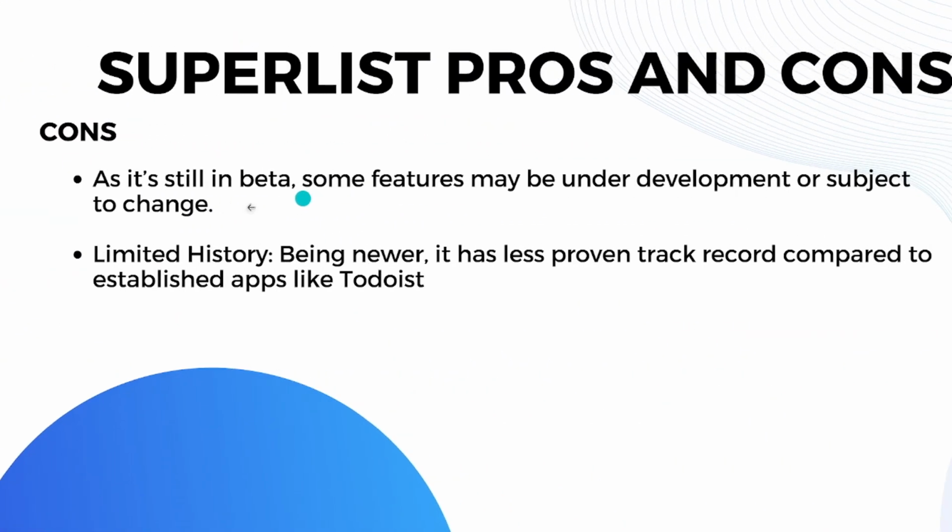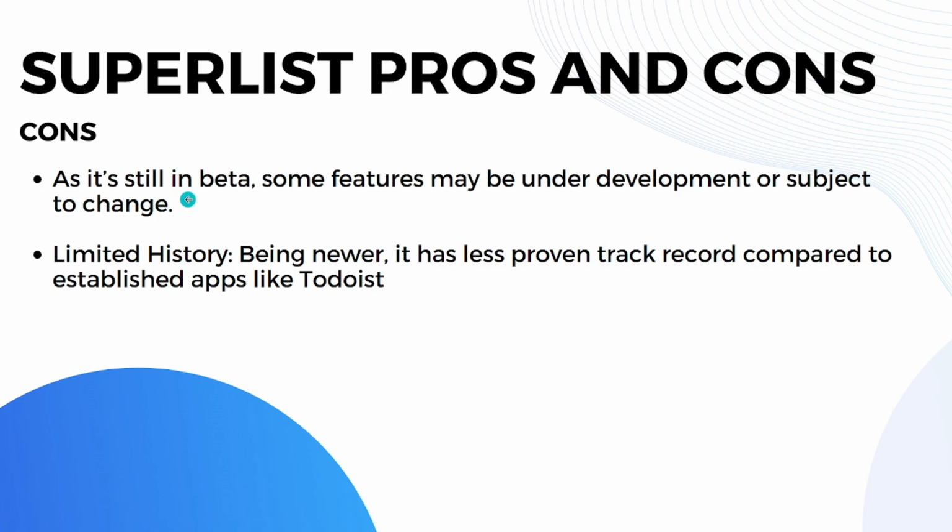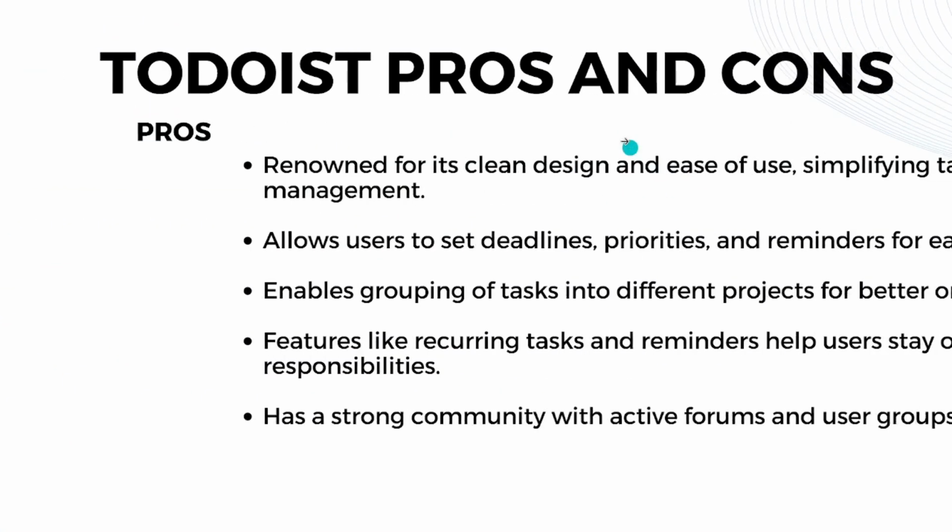So when it comes to cons, Superlist is still in beta, so some features may be under development or subject to change. And lastly, there is limited history. Being newer, it has less proven track record compared to established apps like Todoist. So now we're done with the pros and cons of Superlist. Now let's go to the Todoist pros and cons.